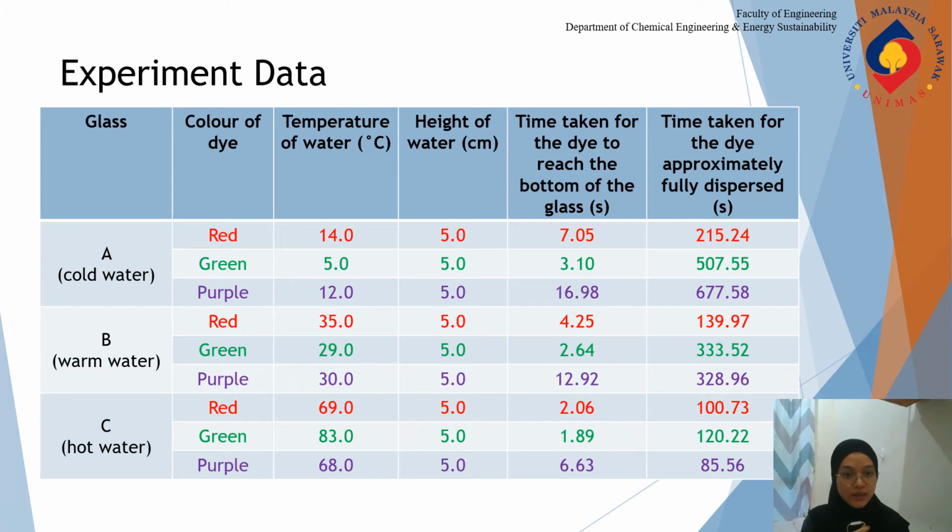Next, for the time taken for the dye approximately fully dispersed for cold water, it takes 677.58 seconds. For glass B, warm water, it reduced to 328.96 seconds, and for hot water, it reduced to 85.56 seconds.